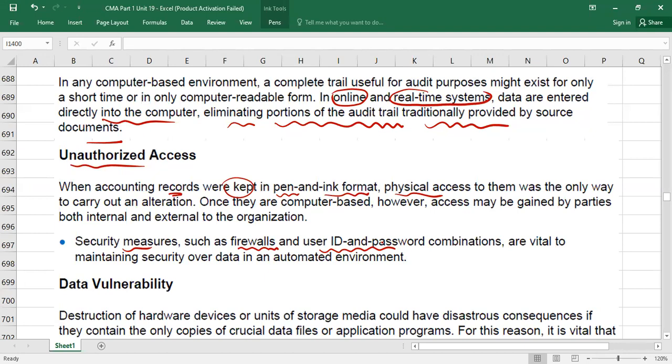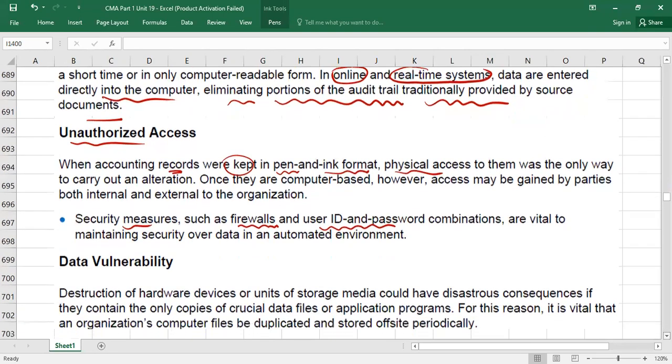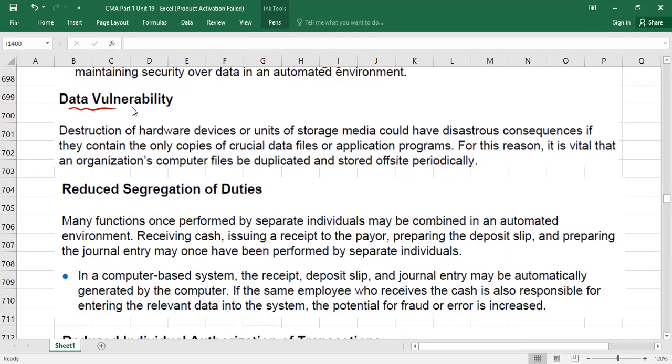I hope it is very simple and clear, right? Then we have a third type of risk, which is called data vulnerability. What does data vulnerability mean? When you use computers, if you do not store your data off-site, somewhere else, not in your office, for example, if you are storing your whole information in one system and someone steals that system, you will lose all the data, right? So it means your data is vulnerable. Not only through physical access, it is also open to attack through hacking.